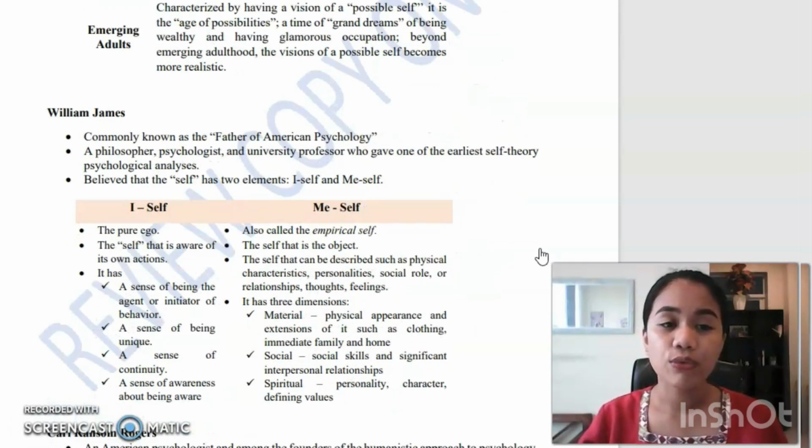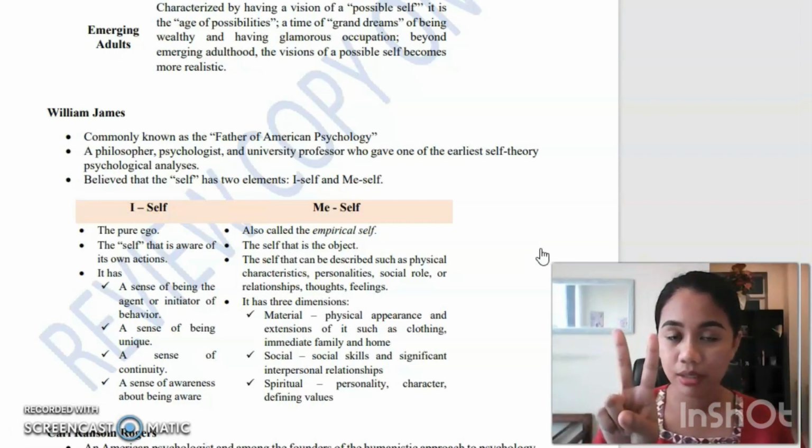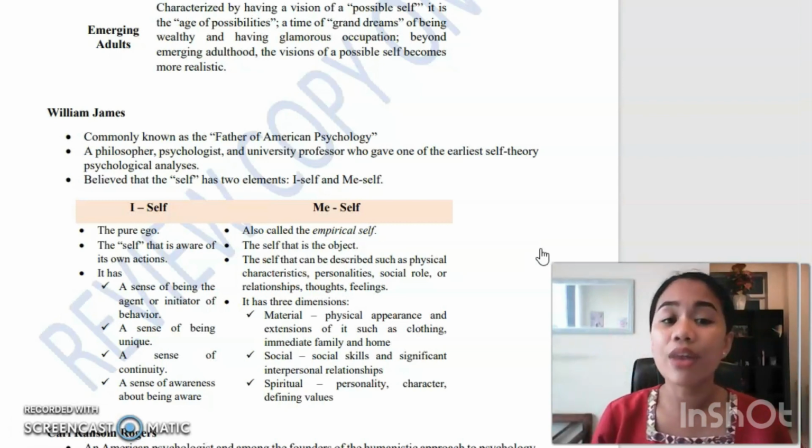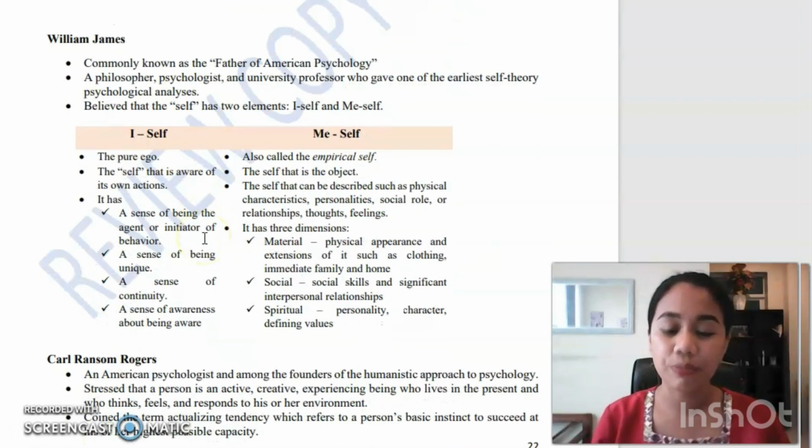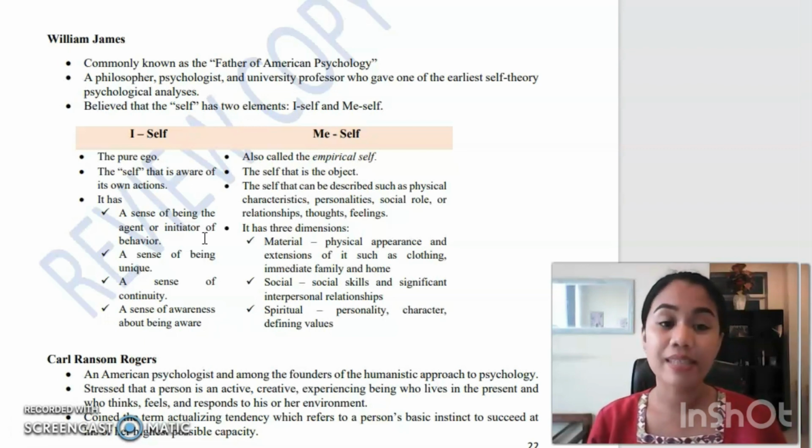And then, si William James naman, the father of American psychology, believed that the self has two elements. Duha ang klase sa self. The I and the me self. So, unsa man na si I self? I self is the pure ego. It is the self that is aware of its own actions, no? It has a sense of being the agent or initiator of behavior.